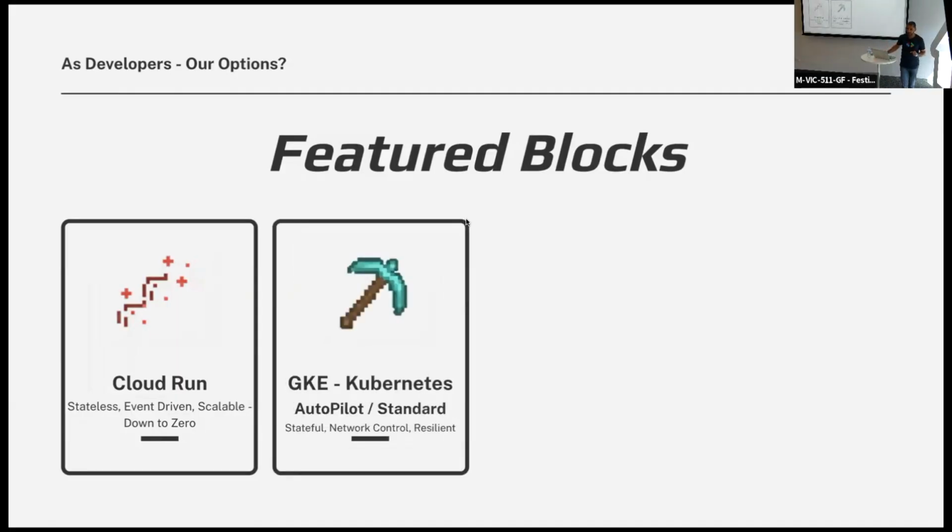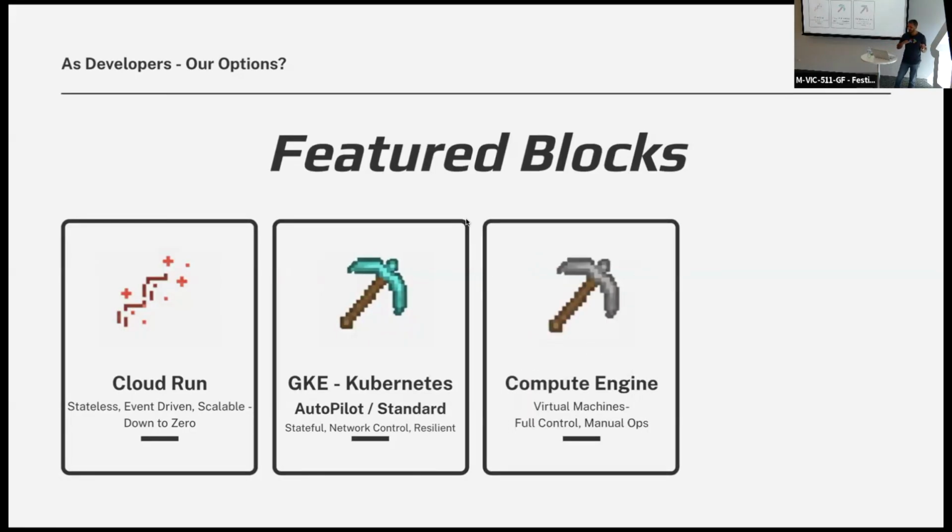Then we have GKE. Even in GKE, we have GKE Autopilot and GKE Standard. So we'll talk about those things and the kind of arguments that you can have when you're looking at whether I should go for GKE Standard or GKE Autopilot. So how many here have used Kubernetes or GKE? Quite a few, again. So GKE provides you the statefulness for your applications. It is quite powerful. It is resilient if configured the right way. And obviously, it gives you a lot of control over how you configure the networking for your applications.